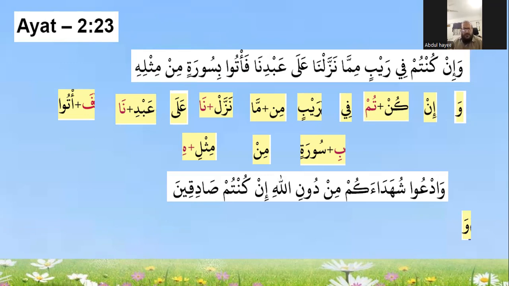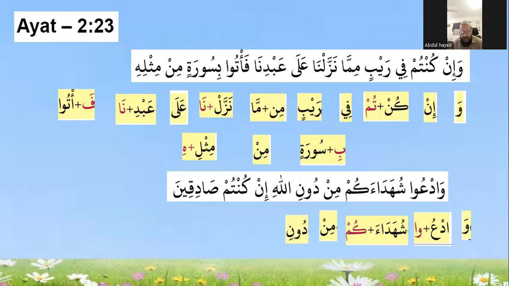Udu, the waw and alif is a plural. Yes, the vowel is a plural. So udu is the waw and alif. Shuhada is a single word and kum is an attached pronoun (zamir). Min is single, dun is single, Allah is single, in is single, kuntum can be broken: kun and tum.